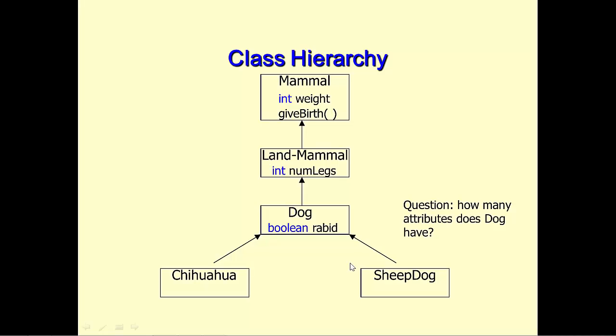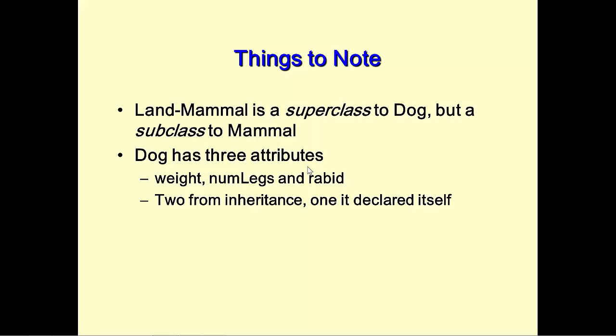So the trick question here is, how many attributes does dog have? Well, because of inheritance, it actually has 3. We've inherited num legs from land mammal, and we inherited weight from mammal. So all of that propagates down here into dog. And also of interest is that the dog inherited the give birth method up here from mammal, which was inherited by land mammal. So land mammal is a superclass to dog, but it's a subclass to mammal.